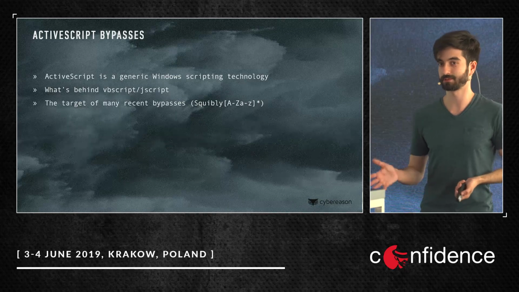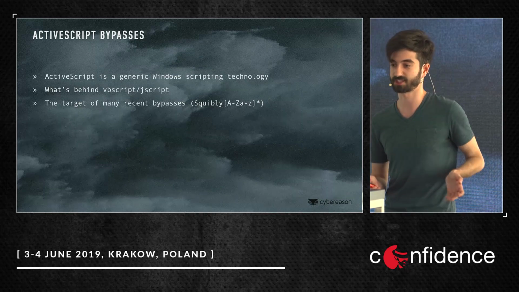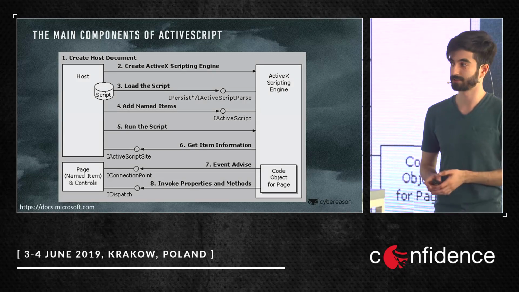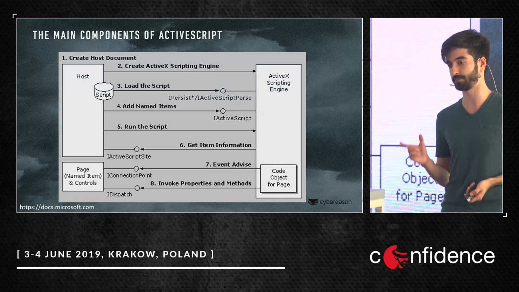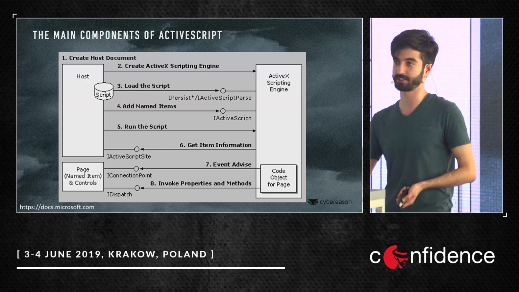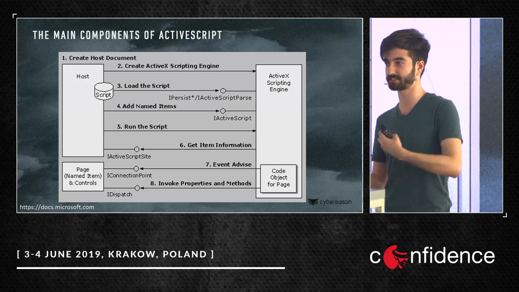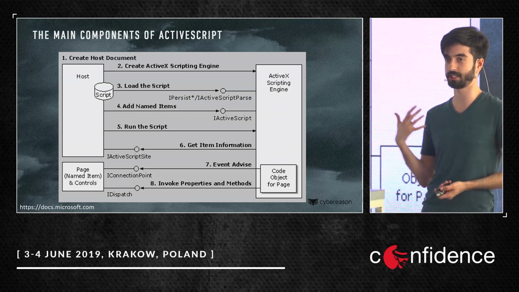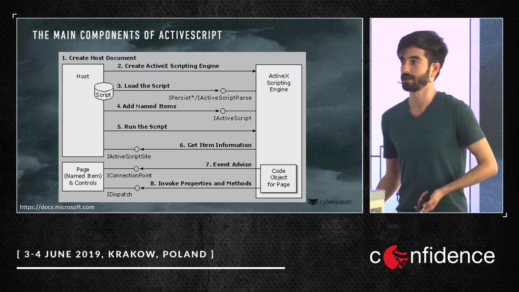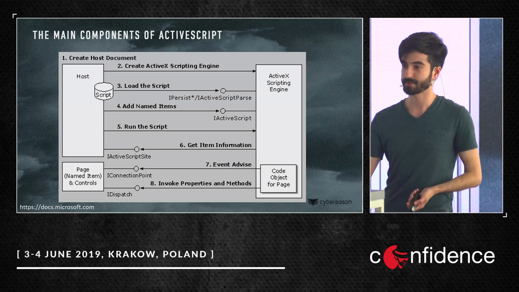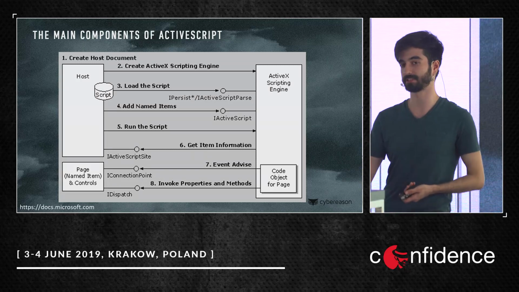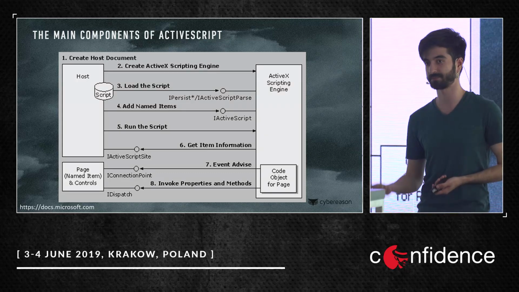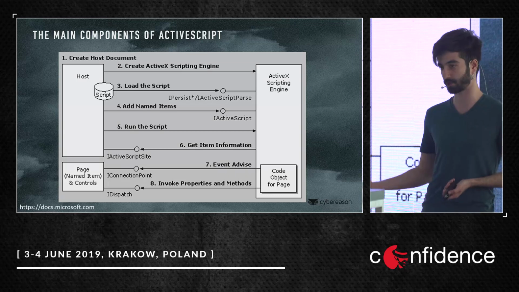There are a couple of different ways to use ActiveScript for bypasses. But first, let's see what ActiveScript is composed of. We have two main components. The first is a scripting host. It's an application compliant with a standard, which you can use any of the engines to script, meaning that Internet Explorer actually implements an ActiveScript host, and this is why you can use both JavaScript and VBScript inside of Internet Explorer.